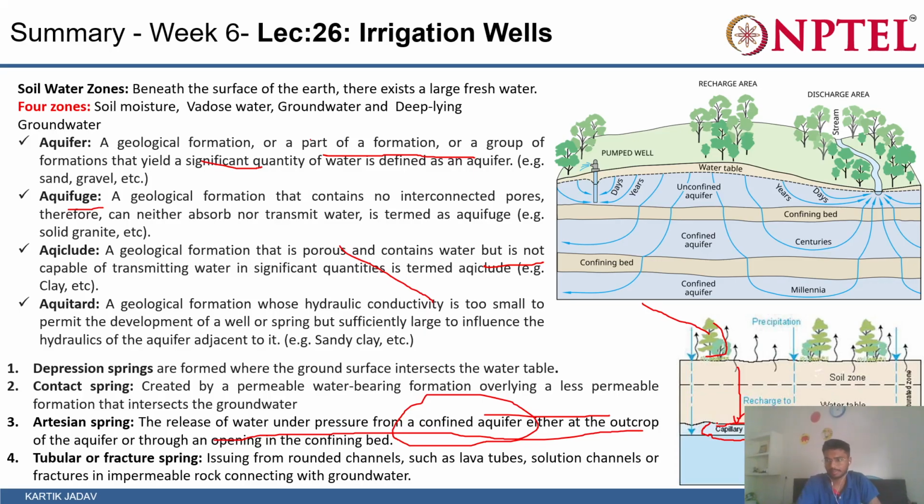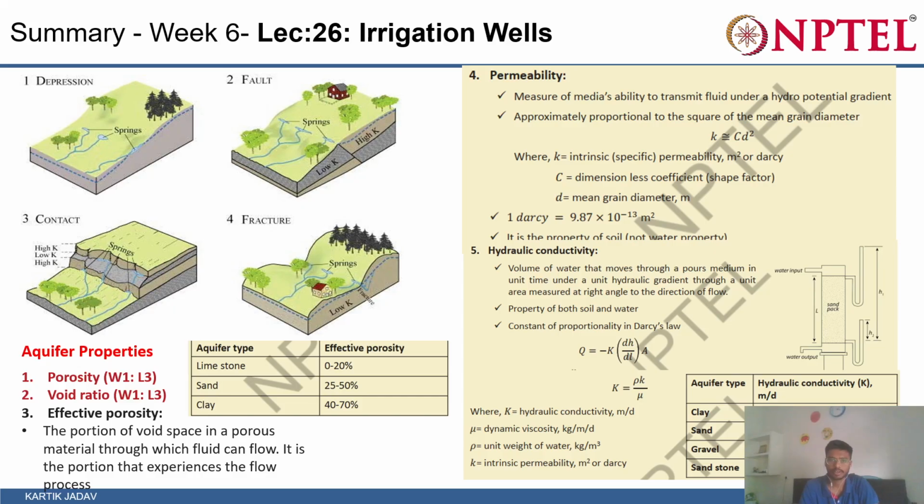And this is part of the overall hydrologic cycle. Not going into detail, this concept is very fundamental. These are the different kinds of springs that we have already discussed: depression, fall, contact, and pressure. And then we have started talking about aquifer properties.